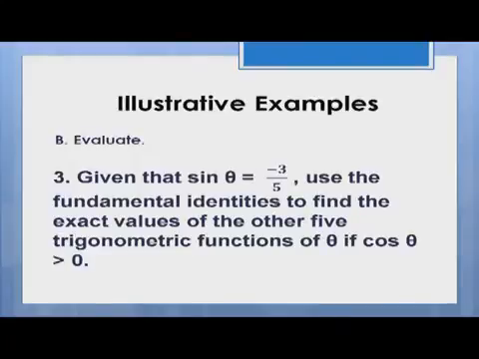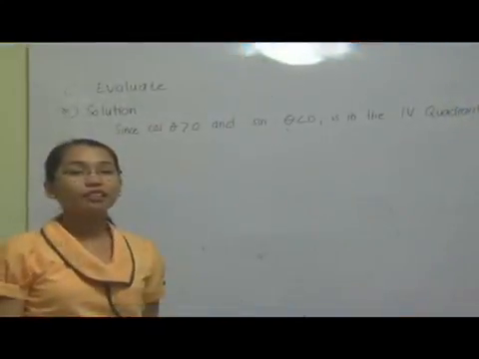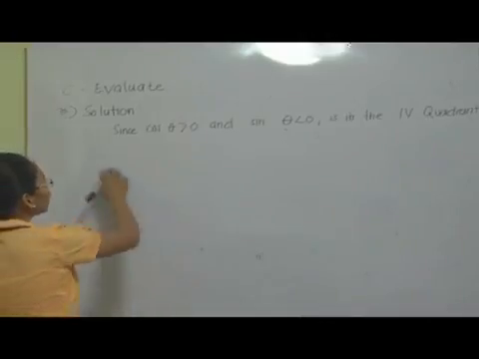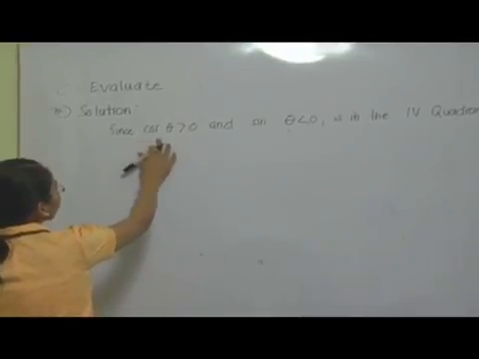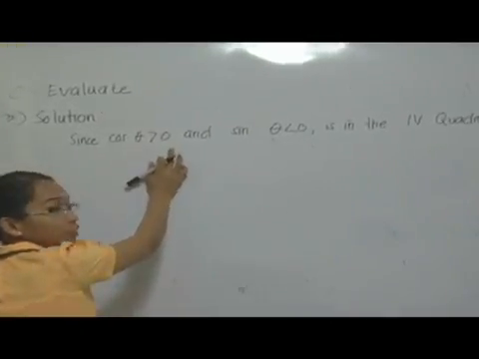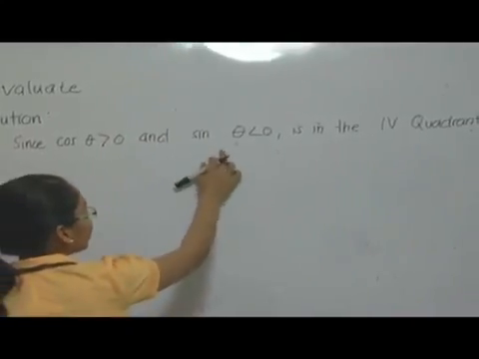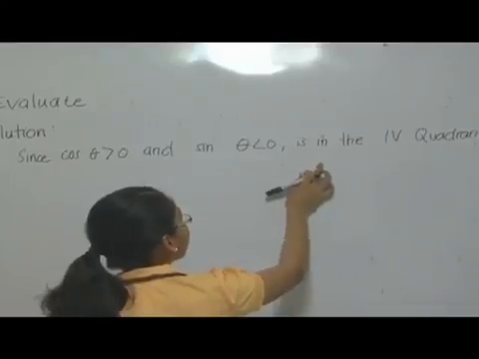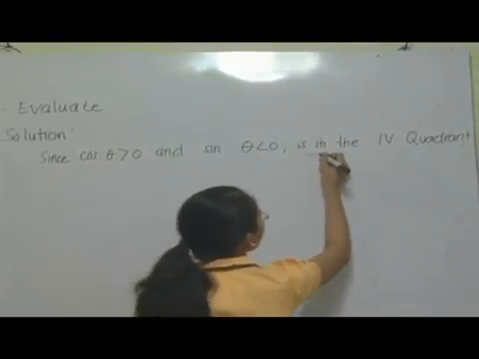Evaluate number 3. Let's proceed to number 3. Let's evaluate the expression. Okay, the solution is, since cosine theta is greater than 0 and sine theta is less than 0, it is in the fourth quadrant.